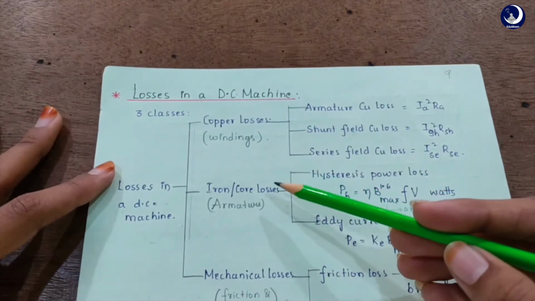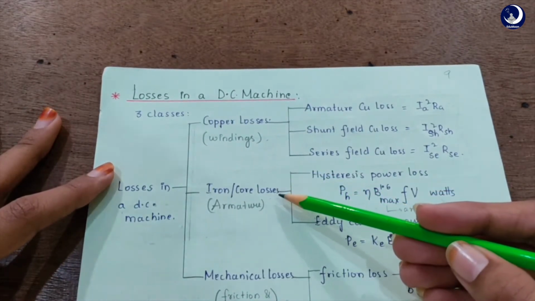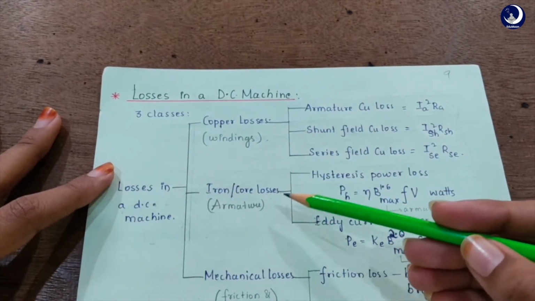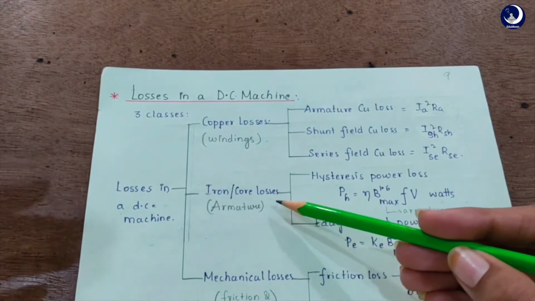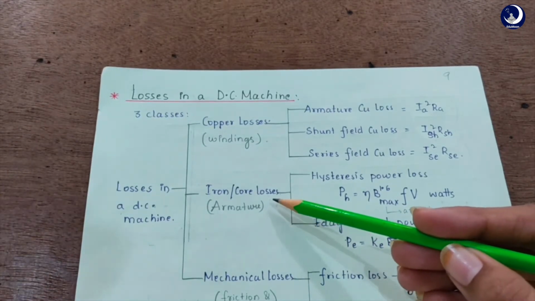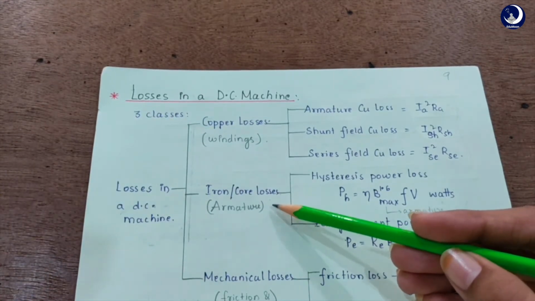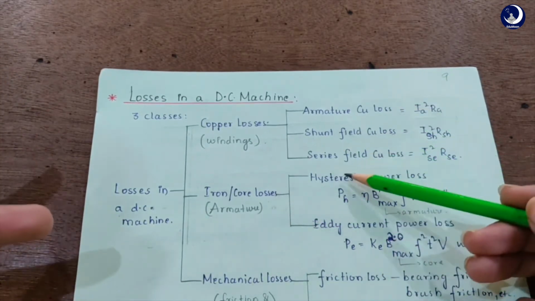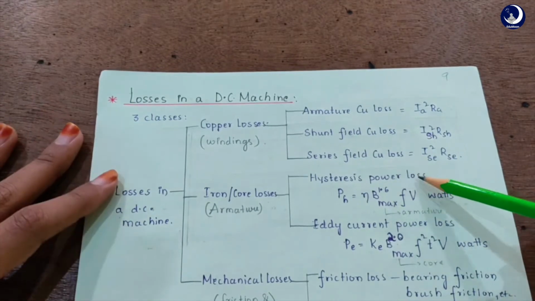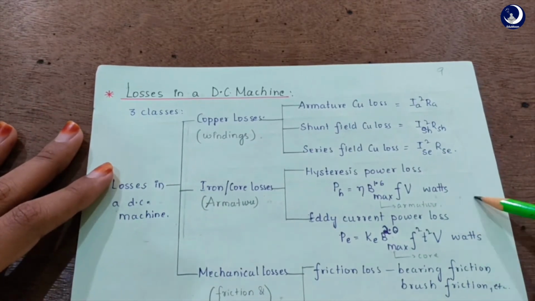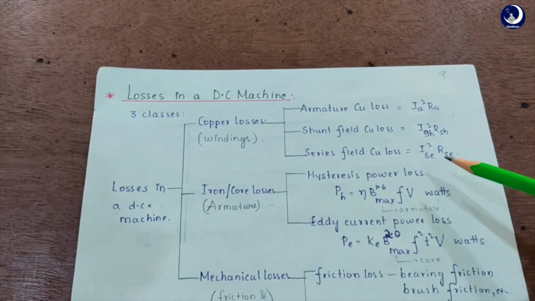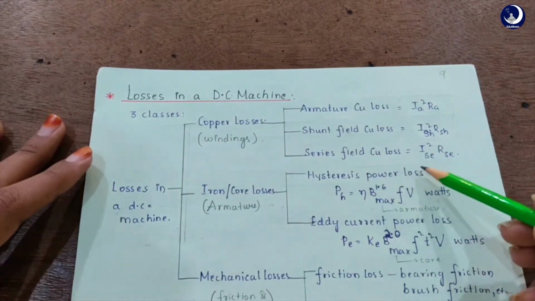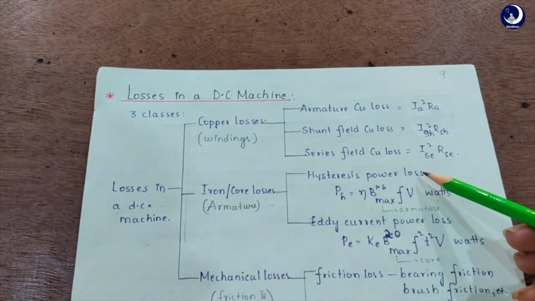When coming to the iron or core losses, these losses occur in the armature of the machine, and that is due to the rotation of the armature in the magnetic field of the poles. And this iron or core loss is further of two types. They are the hysteresis power loss and the eddy current power loss. In the previous lectures we have learned what hysteresis loss is and how to calculate it, right?